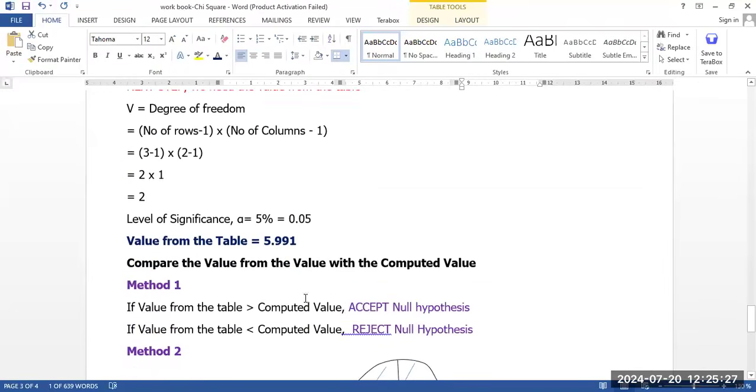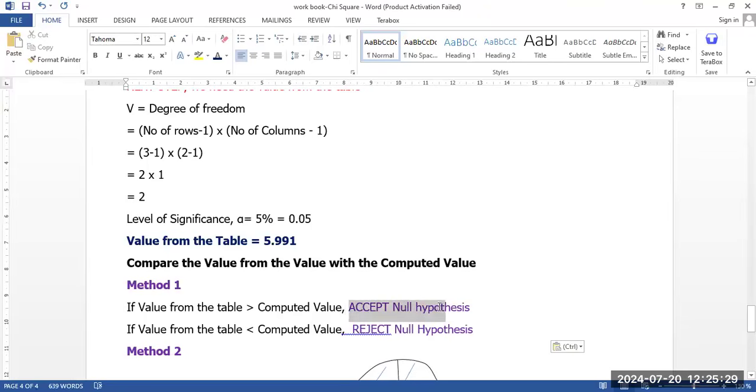And if it is greater, we reject? Ah, we accept. Don't rush. We accept. So it means that in our question we are accepting.